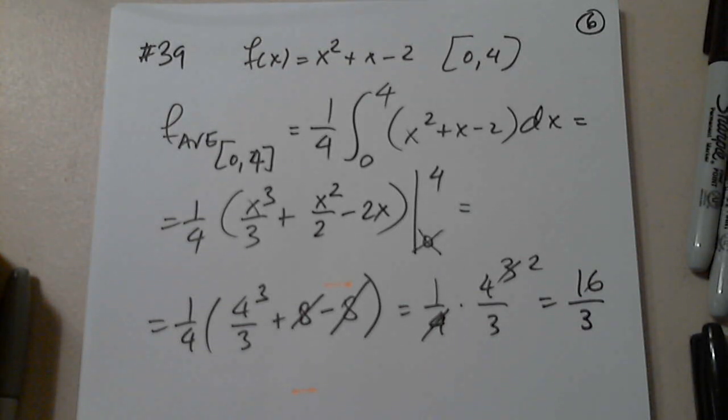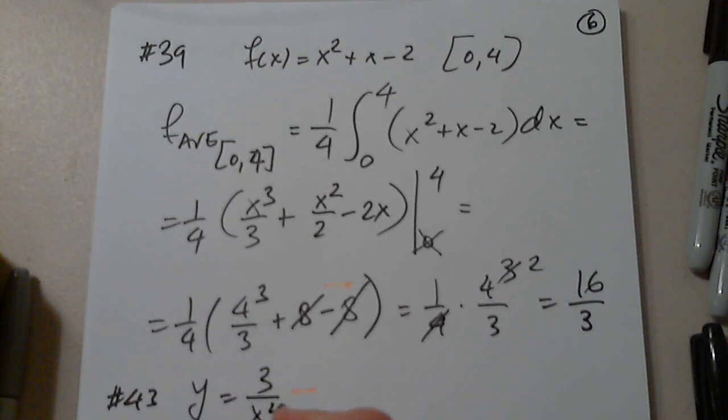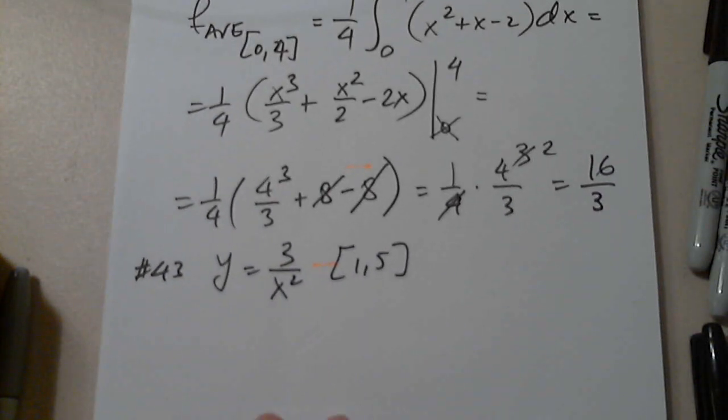Okay, back to the book. Do we need to determine another? What about 43? Perfect, excellent. So let's look at 43, good pick. We have y equals 3 divided by x squared on the interval 1, 5. Awesome. So we want to determine the same thing.